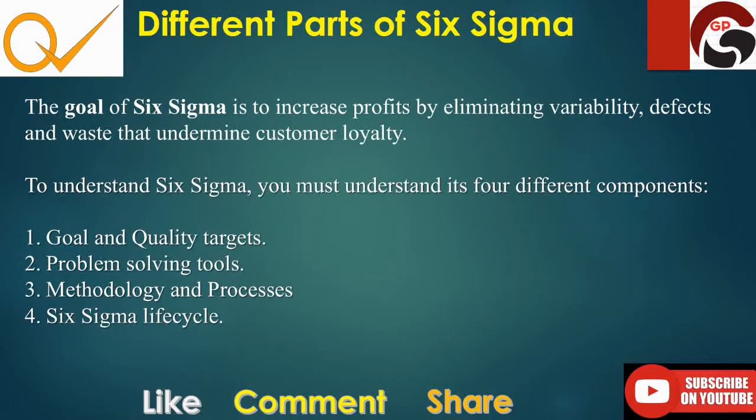Different parts of Six Sigma. The goal of Six Sigma is to increase profit by eliminating variability in the process or reducing defects and waste that undermine customer loyalty. To understand Six Sigma, you must understand its four different components: goal and quality targets, problem solving tools, methodology and processes, and the Six Sigma life cycle.